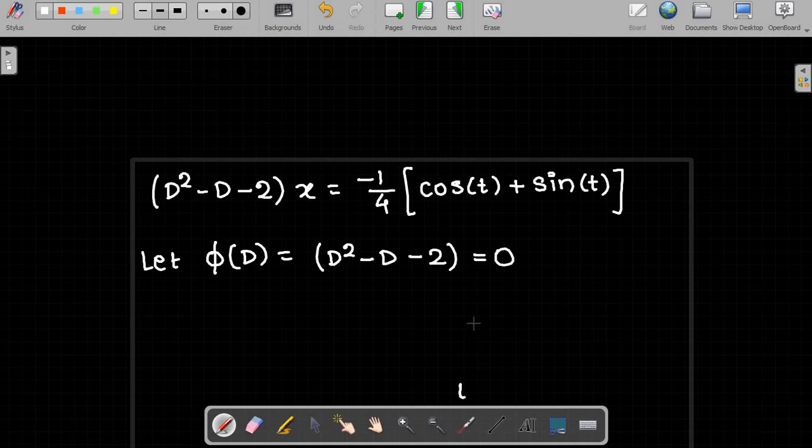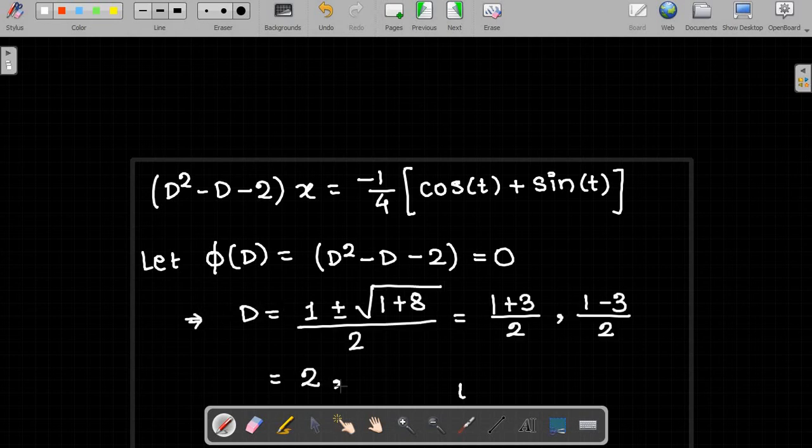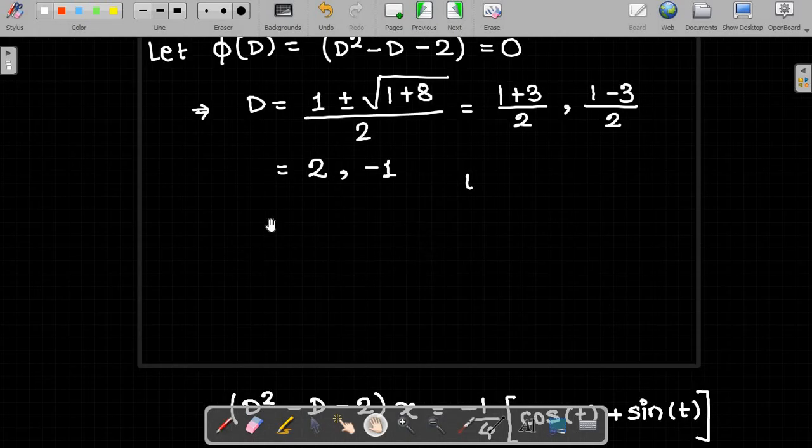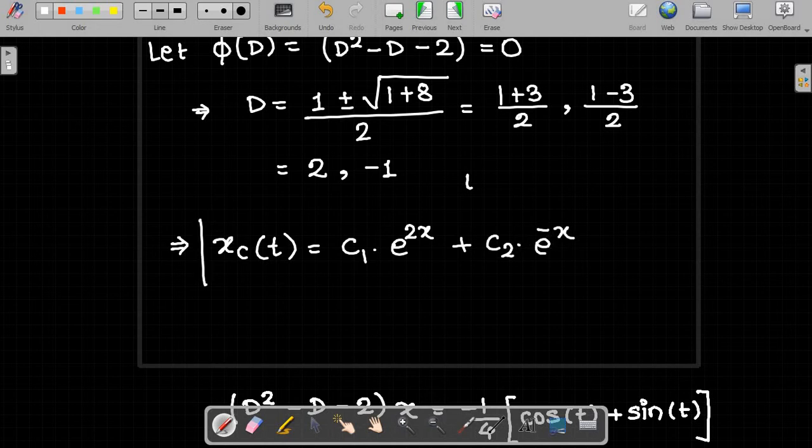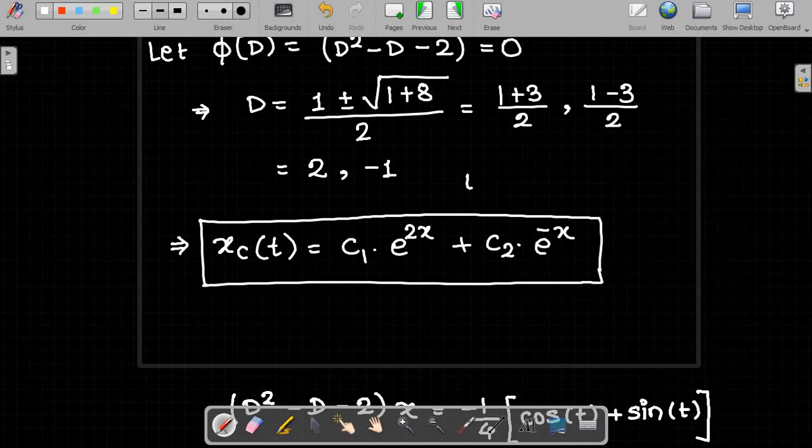Let's calculate the roots of this equation. So this implies t is equal to 2 and minus 1. So these roots are real and distinct. So this implies the complementary function for x in terms of the independent variable is c1 e raised to 2x plus c2 e raised to minus x. So this is the required complementary function for variable x. We denote it by equation number 1.